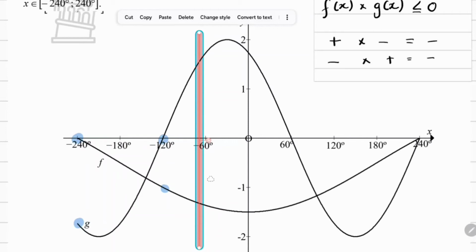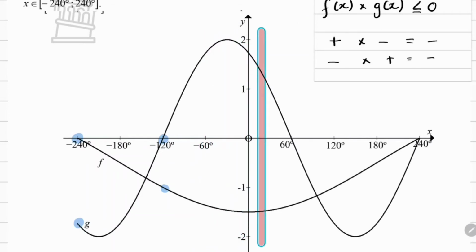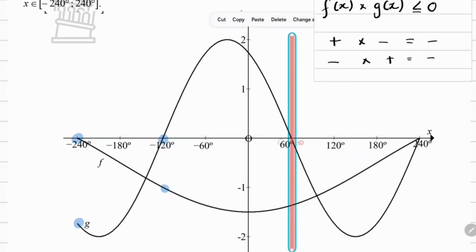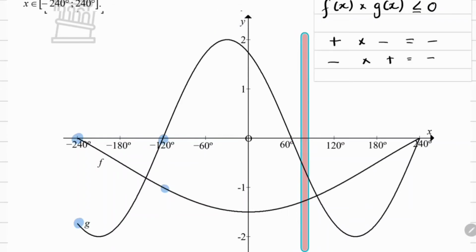It's also working here. Keeps working and it keeps working. See, positive and negative until we get here. Okay, then here it's 0. The y value is 0, then the y value is negative. So that's also included because 0 times the negative is still 0. We want that. And then, of course, when we go after, it's negative and negative.